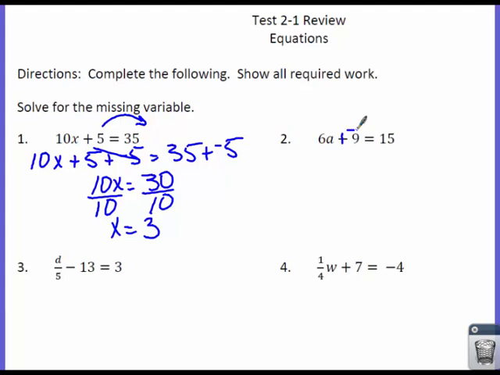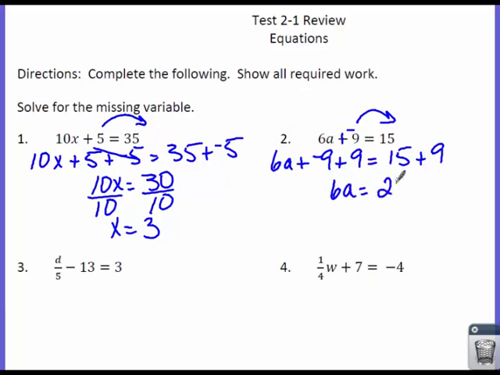Now we need to do the same thing that we did on the first problem. I need to get the negative 9 over to be with the 15. And we do that by adding its opposite. So 6a plus negative 9 plus positive 9 equals 15 plus positive 9. So then that gives us 6a is equal to 24. So now we divide both sides by 6, and you end up with a is equal to 4.